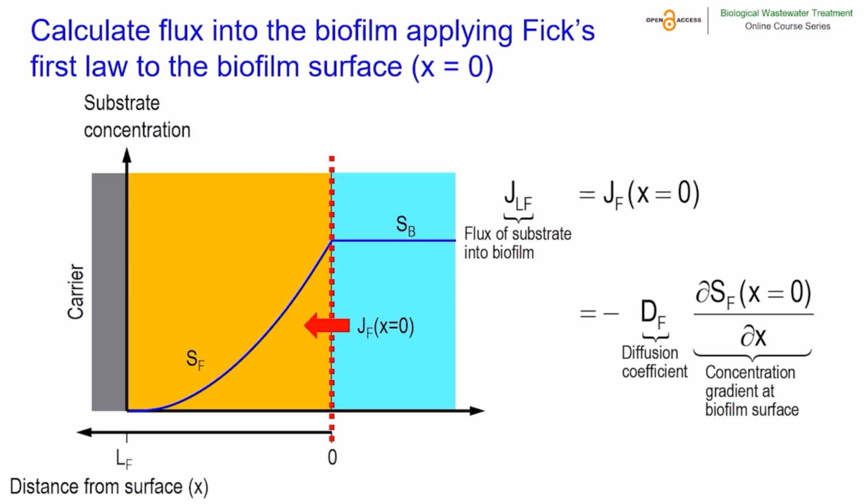Luckily, we have already introduced the tools we need to calculate substrate flux from substrate concentrations, or to be more specific, from the gradient of substrate concentrations. To calculate the flux at the surface of the biofilm, x equal to 0, we must determine the substrate gradient at the surface of the biofilm.